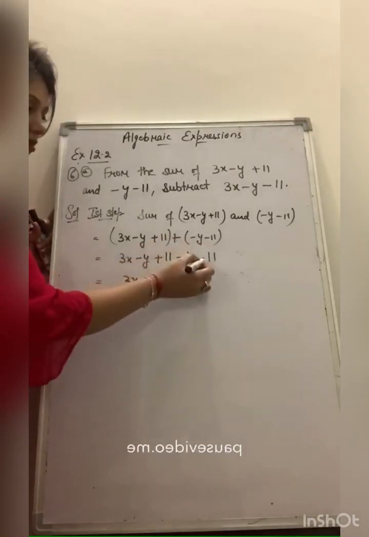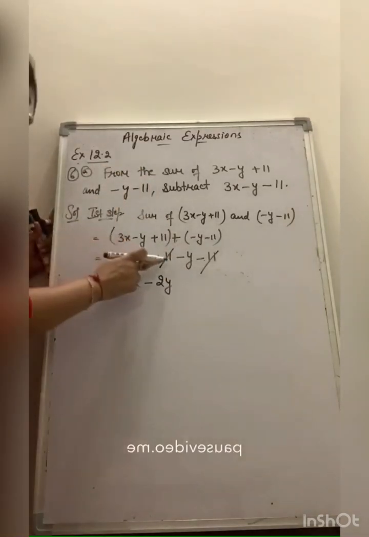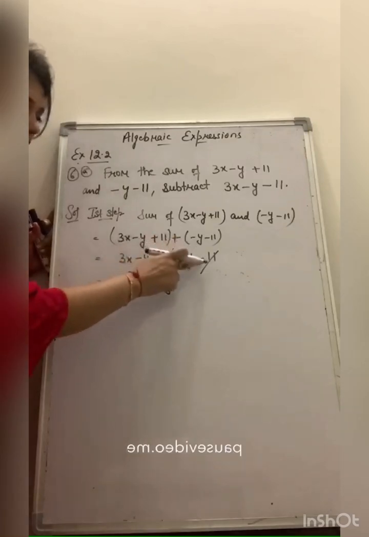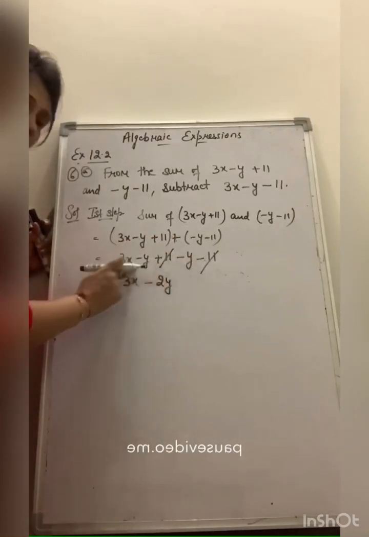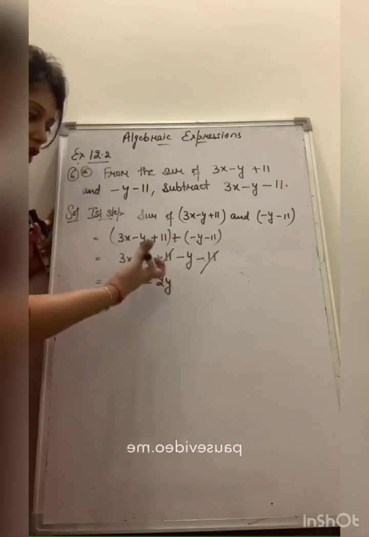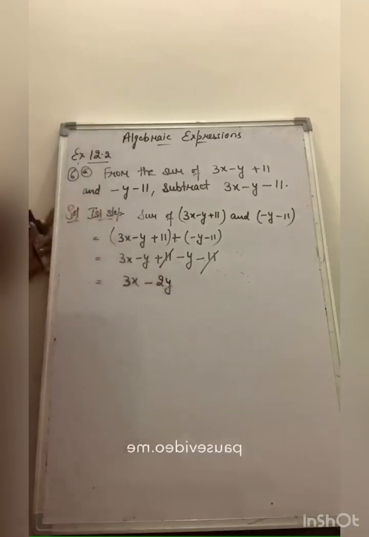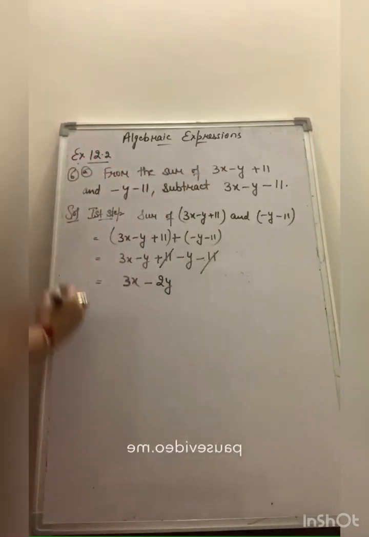Plus 11 minus 11, it will get cancelled. You can only cancel the same numbers if one number is positive and the other number is negative. Like here we are having both the y negative, so we cannot cut them. We have to add, right? So this is the first step in which we have added these two expressions. Now second step.